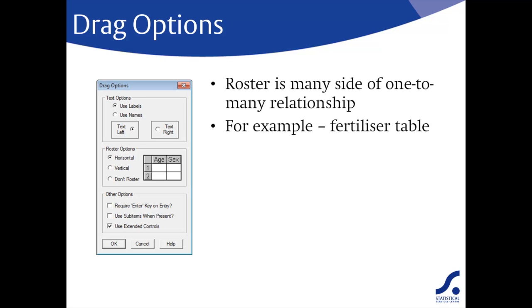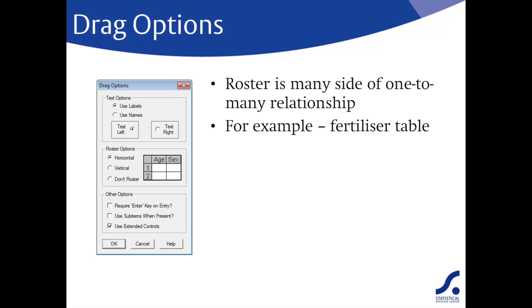This is the horizontal layout option. If we were to choose the vertical option, the rows and columns would be transposed. Alternatively, there is the Don't Roster option. If we use this option for our example, we would need a separate form for the fertiliser data, and during data entry we would go round this form several times. Generally, using a roster is clearer.